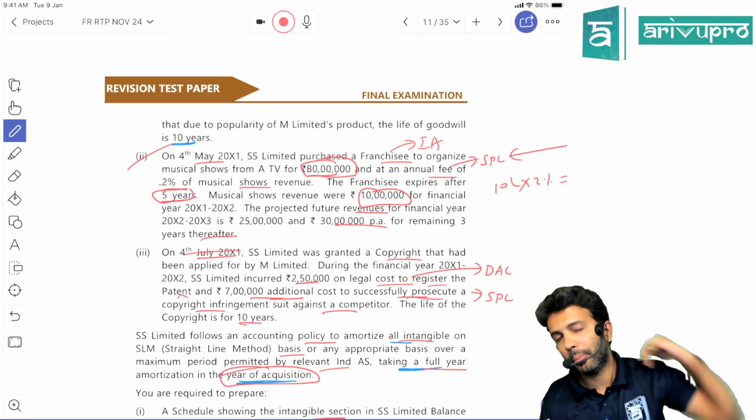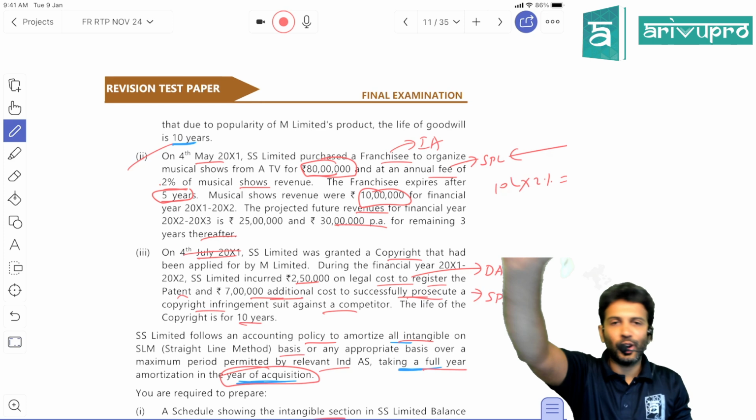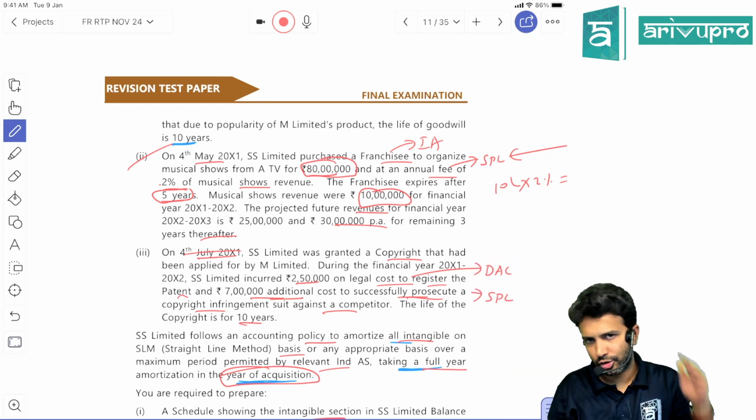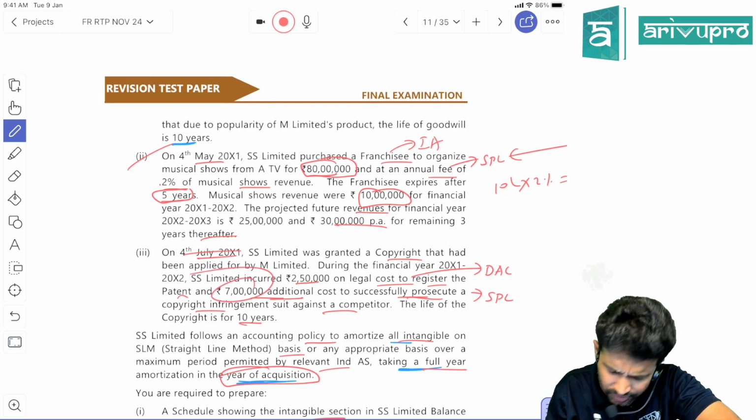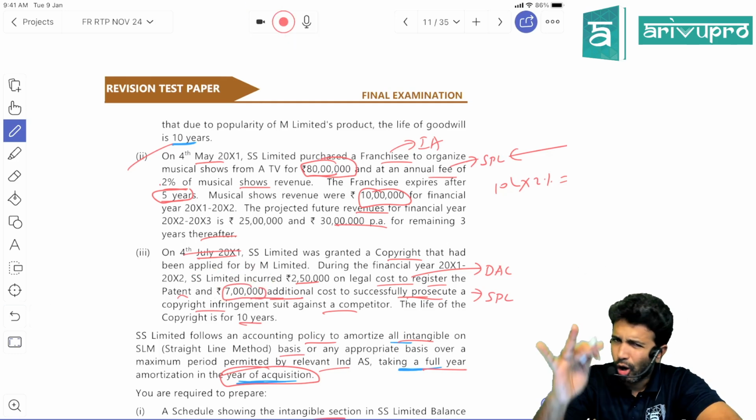Our competitor is unfaithfully, or he's using it and getting the benefit. So we have filed a case. To defend that case, we incurred 7 lakh rupees. Sir, all these are what, sir? Maintenance expenditure, right? All this cannot be capitalized.